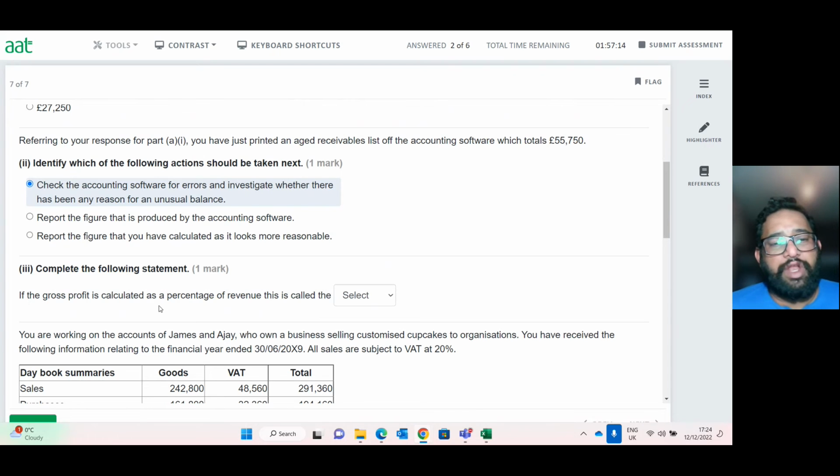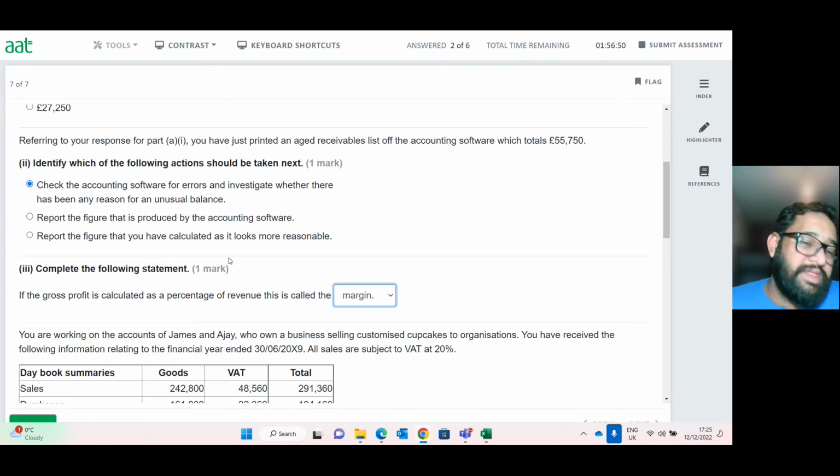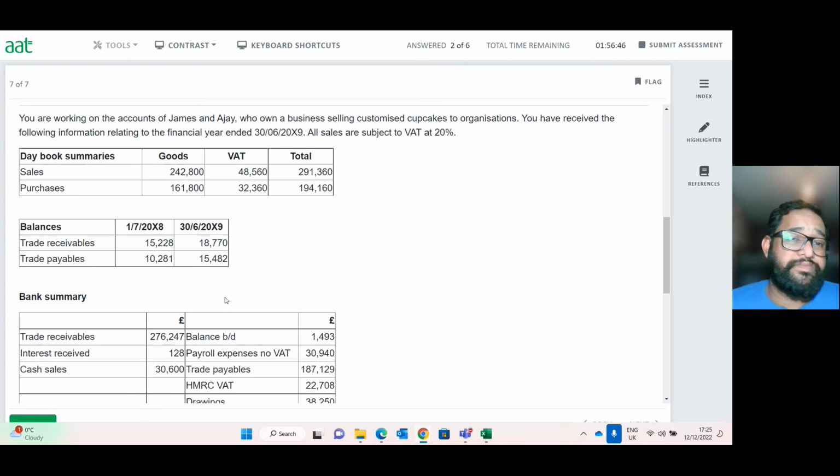If the gross profit is calculated as a percentage of revenue, it is called a margin, isn't it? Because percentage of revenue means revenue is your 100%, and margin is going to be the gross profit in there. If it's a markup, it is calculated as a percentage of your cost of sales. Cost of sales is 100%, you mark up whatever is your profit, and then you add those two together to get the new sales value. Now in this scenario, the percentage is of revenue, so it's definitely a margin.